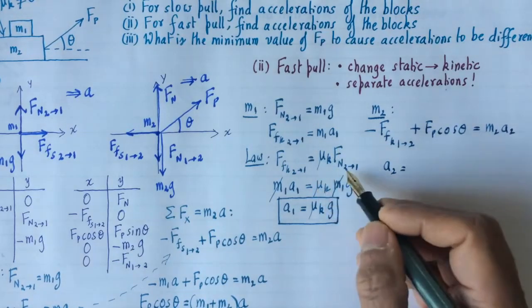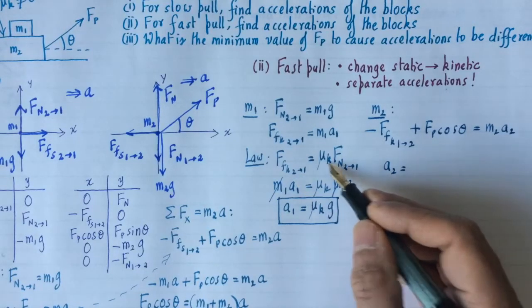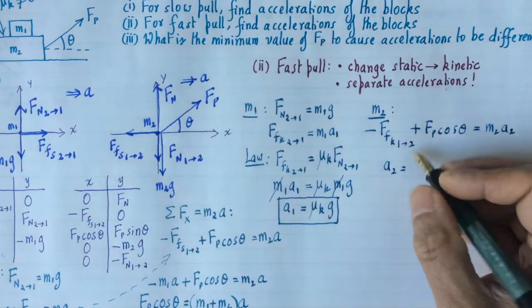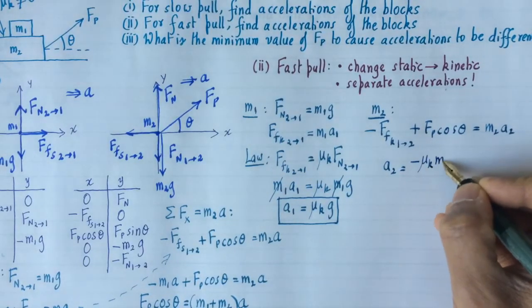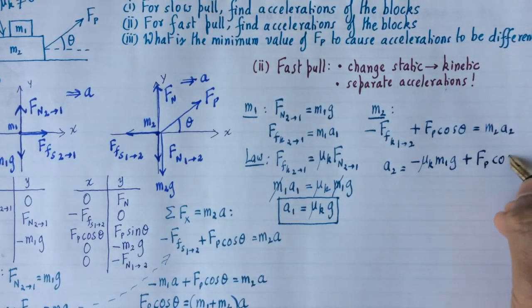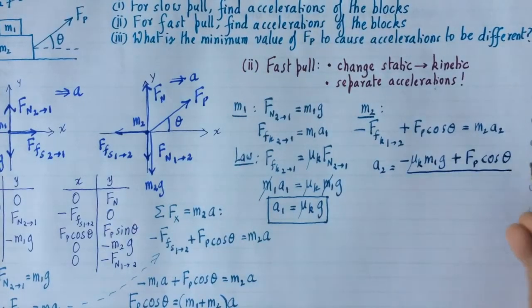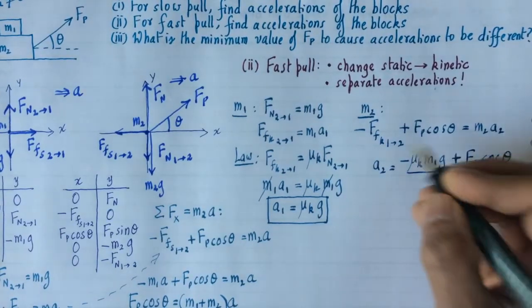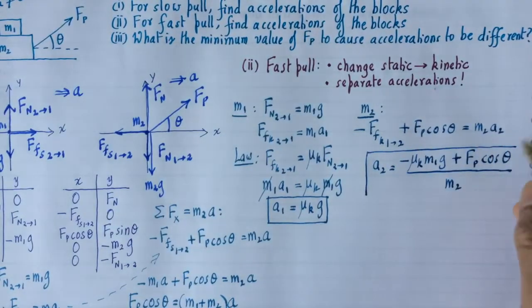That's FFK 2, 1 is mu kinetic times m1g over there. So I'll just write all that. It's going to be negative mu kinetic m1g plus fp cosine theta divided by m2. So that's the second acceleration. The two separate accelerations have been found.